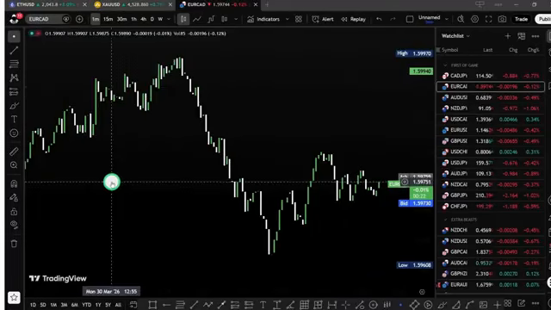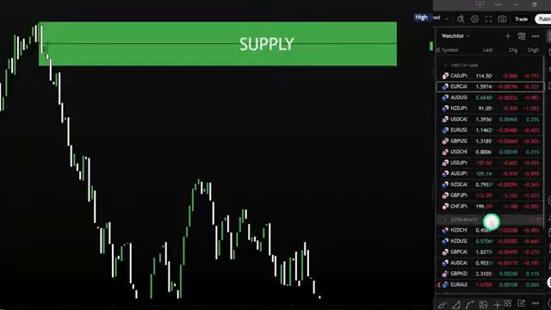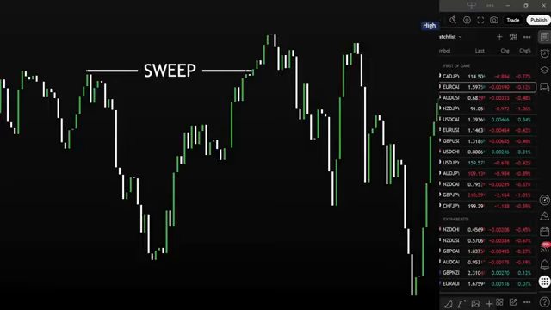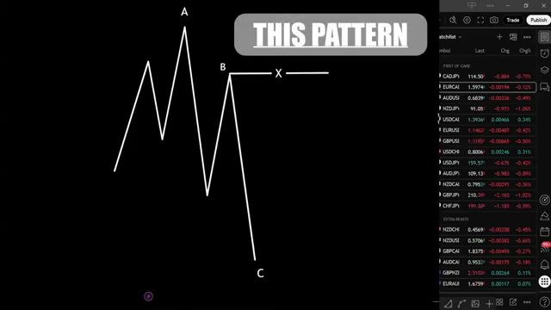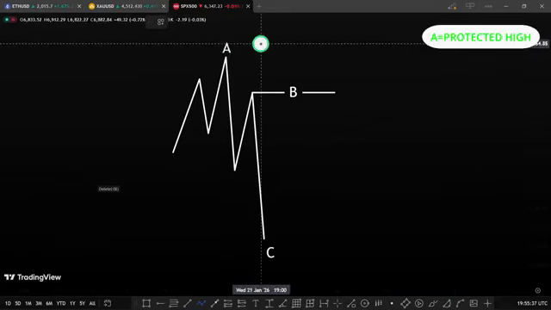In the case of a downtrend, we will need either an area of strong supply, a level of resistance, QMR, and a sweep of a higher time frame high. And then we have to make sure that price has printed exactly this pattern around any of the zones mentioned. For a downtrend, this is our A level, which we don't expect price to sweep or take out.